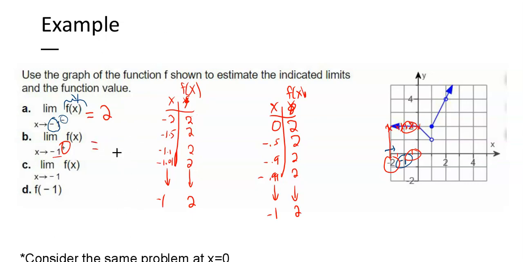Sorry, I don't know why it got garbled like that. Let's try that again.